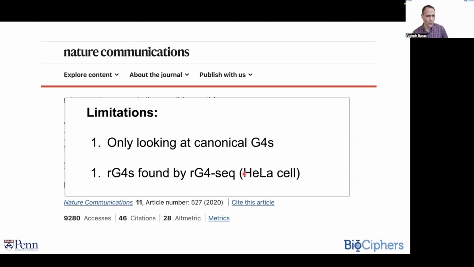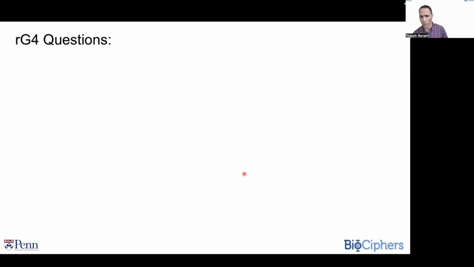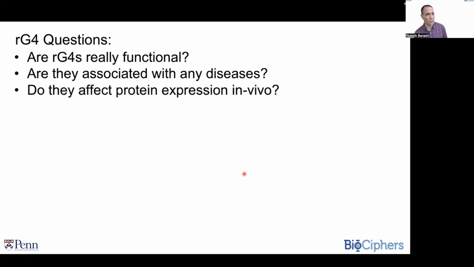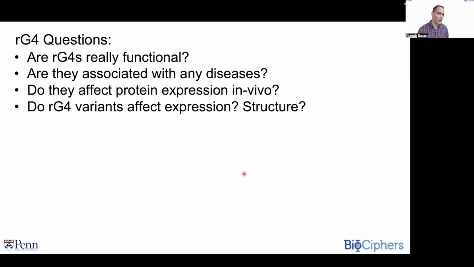Okay. So we wanted to extend this and answer basic questions regarding RNA G-Quads. We wanted to know, are they really functional? Are they associated with any specific disease? Do they affect protein expression in vivo? Right, so that's important. And do variants affect the expression or the structure?